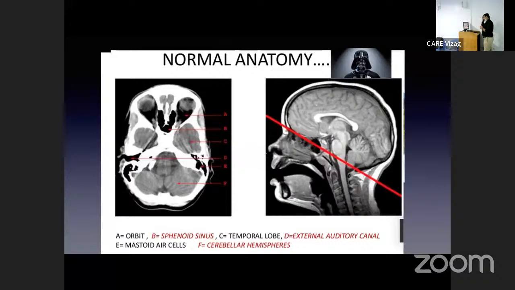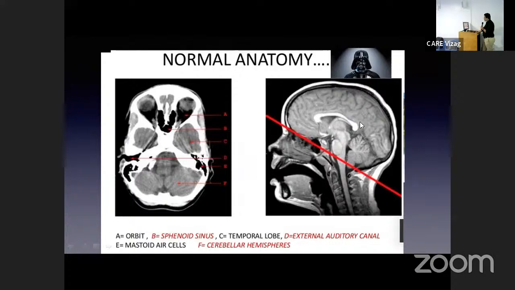So anatomy sections have been represented. Here the right side is a T1 weighted MR image of the brain, and on the left side you have the corresponding CT images. We start from the level of the orbits initially, and you plan it back to the section of the corpus.